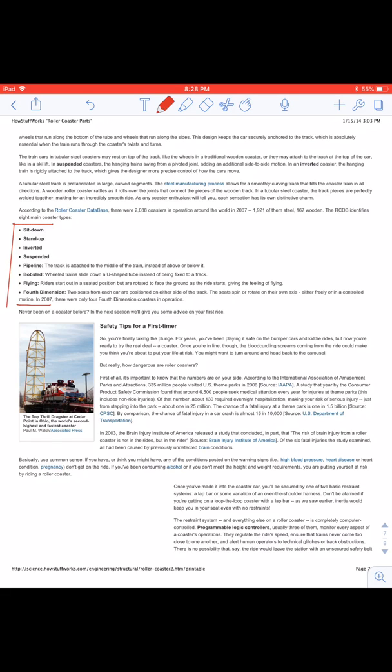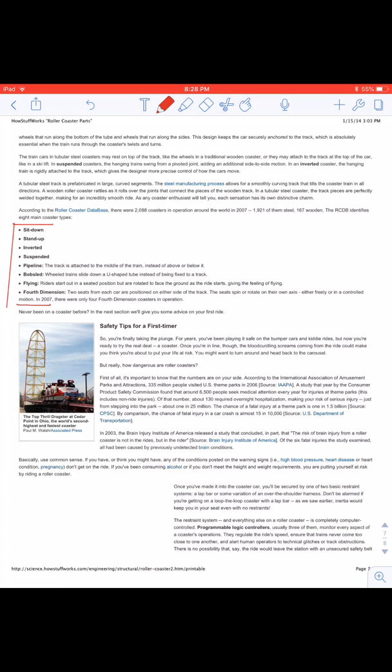Never been on a coaster before? In the next section, we'll give you some advice for your first ride. Safety tips for a first-timer. So, you're finally taking the plunge. For years, you've been playing it safe on the bumper cars and kiddie rides, but now you're ready to try the real deal, a coaster.